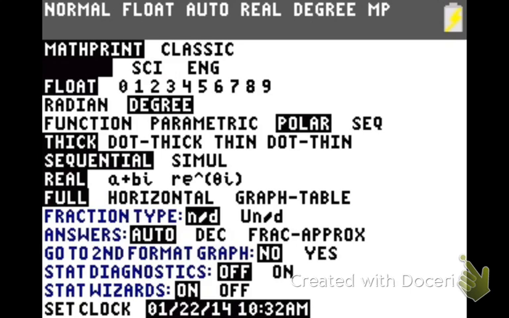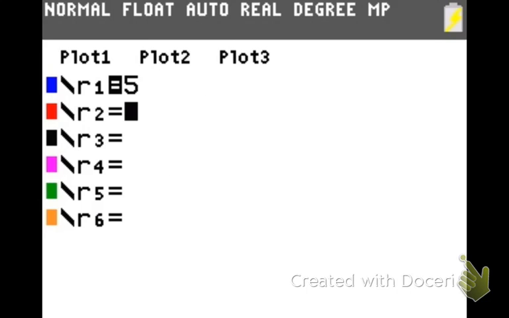So the first thing we're going to do is go to mode on our calculator, and most of the other settings should be the same, but we want to make sure that we're in degree mode and polar. Okay, so then if you hit y equals, you're going to notice now it's r equals. A couple weeks ago when we tried parametric equations and we changed it to parametric mode, we had x1, y1 together. So that was for parametric equations. When we switch to polar, our equations need to be r equals. So we're just going to type in r equals 5 and leave it there for now.